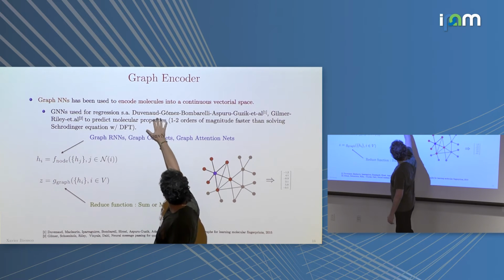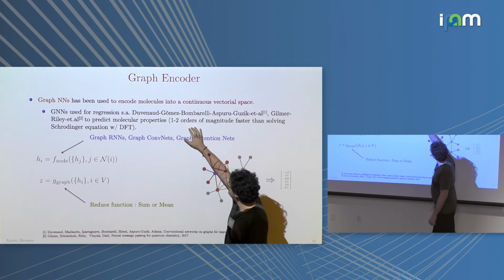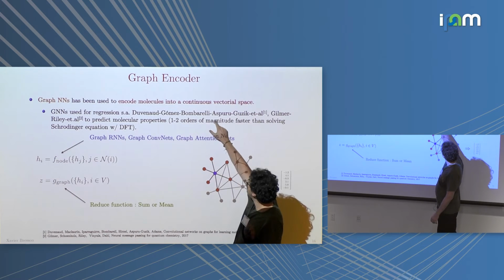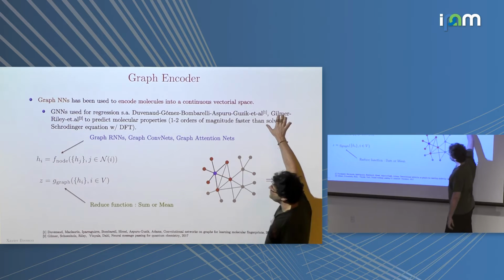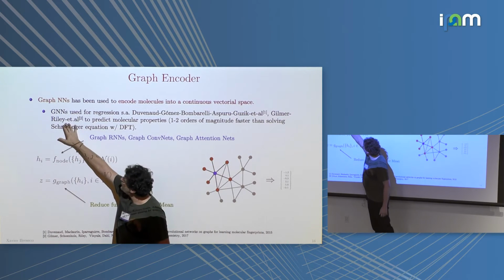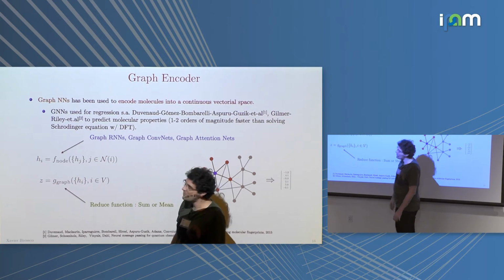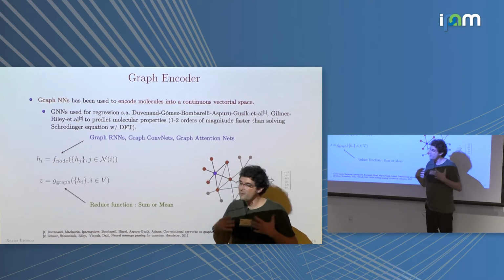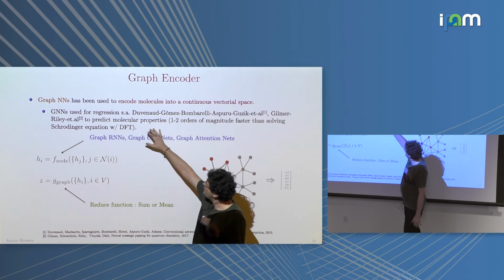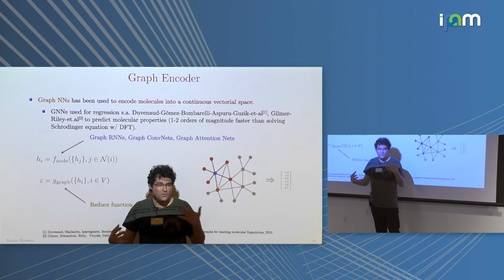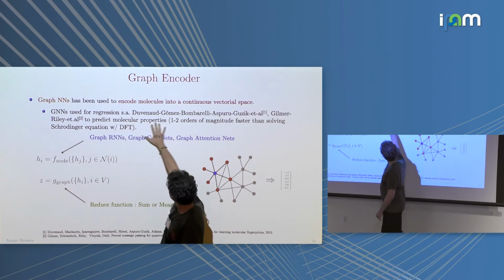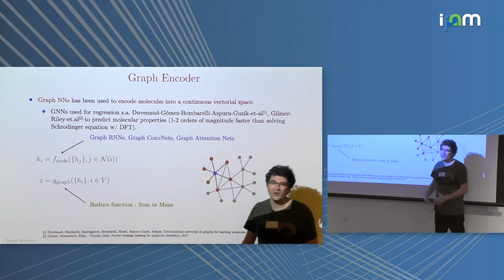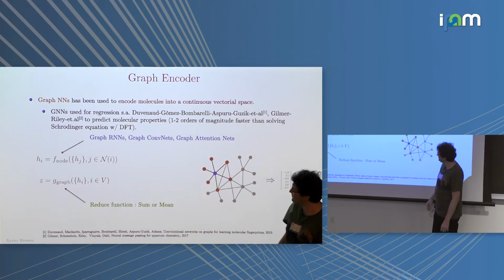Like Duvenaud, there are also speakers at this conference: Gómez-Bombarelli, and also Alán Aspuru-Guzik. There is also the paper by Gilmer and another speaker at this conference, Riley. They will probably talk about this. They basically do a regression problem, where the input is a graph and the output is a scalar. What they show is that you can really speed up this computation a lot.